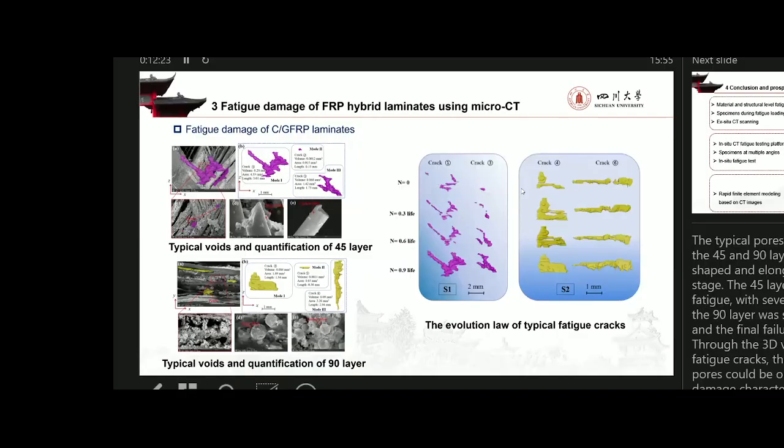Then we combine the SEM. We can see the 45 degree layer undergoes shear fatigue with matrix damage. In the 0 degree layer, it is tensile fatigue, so almost all are fiber cracks. Then we can get the evolution of fatigue cracks in the whole fatigue process.